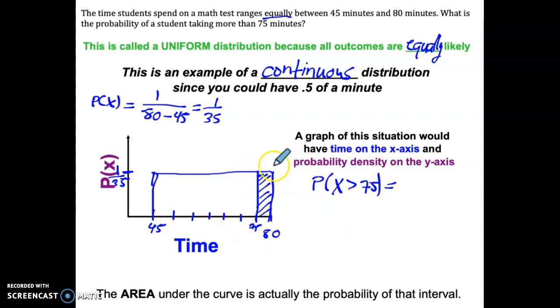Okay. So to find the area of this rectangle, we need the width of the rectangle, which is 5, and we need the height of the rectangle, which is 1 out of 35. And then we just do length times width, and we get that the probability is 1/7.